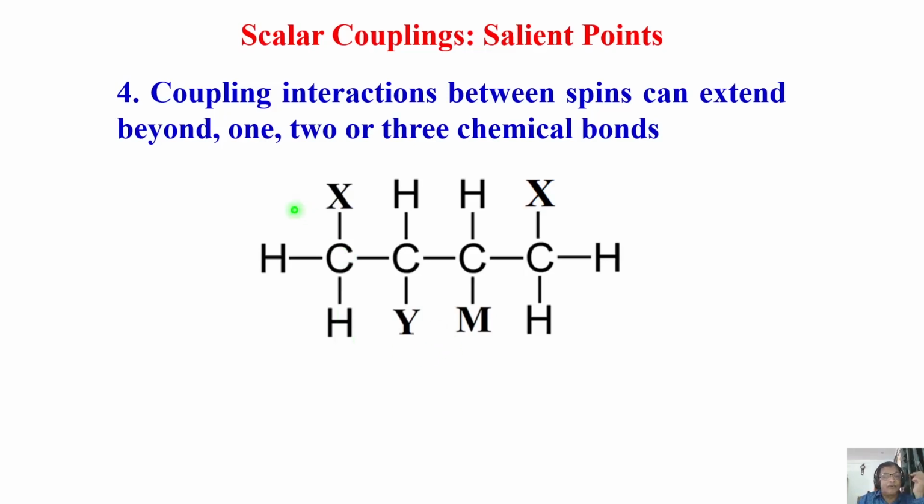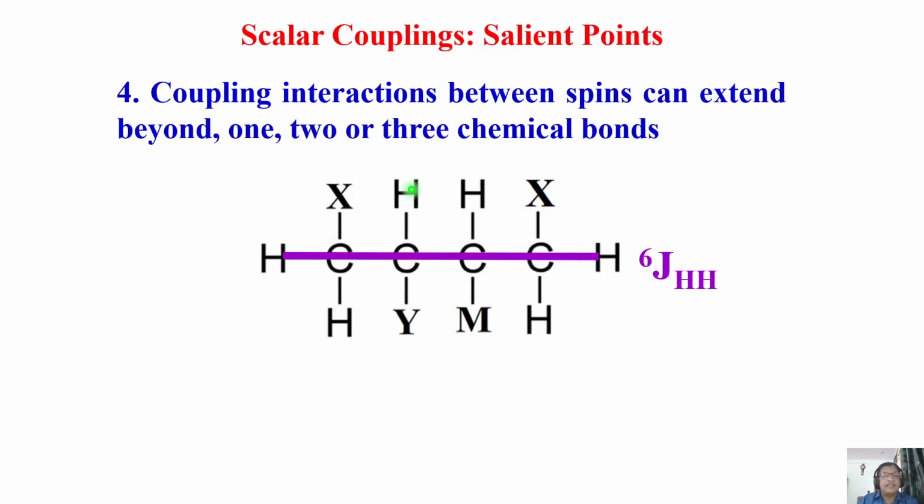It can extend up to n number of bonds. See, for example, in this case, this is separated by 2 bonds. With our nomenclature, it is called 2JHH. Remember. Now, what is this? It is separated by 3 bonds, 1, 2 and 3. It is 3JHH. What about this? 4JHH. This 5JHH. This 6JHH.